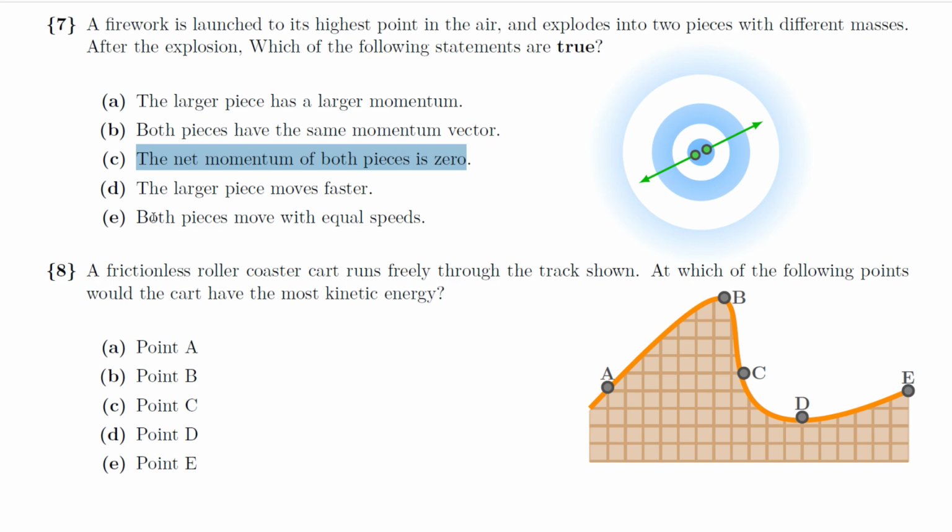The other two statements are false for the following reasons. The larger piece moves faster? No. Having more mass doesn't make it move faster. If anything, it makes it slow down. For instance, trying to get a train up to speed as opposed to getting a car up to speed using the same force, the train is much more sluggish, so the larger piece should be moving slower. The last one says both pieces move with equal speeds. That can't be true. The larger mass and the smaller mass have different speeds based on their masses. So hopefully that gave you a little bit more insight on momentum and how it works on a conceptual level.